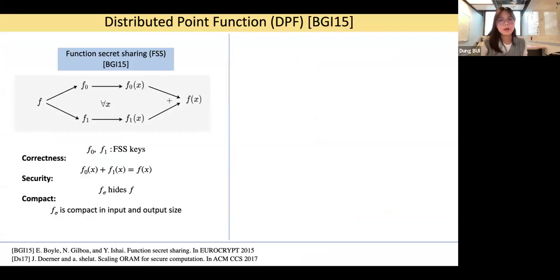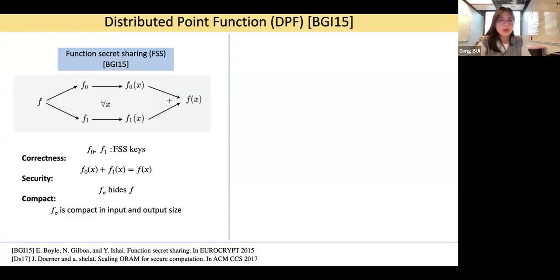The distributed point function is a kind of function that comes from function secret sharing. Function secret sharing means that you have a function f that is secret, and you secret share it into two pieces of functions. Alice and Bob will get two keys, f0 and f1, the function secret sharing keys. From the keys, they can evaluate on any value x, and the correctness needs to hold.